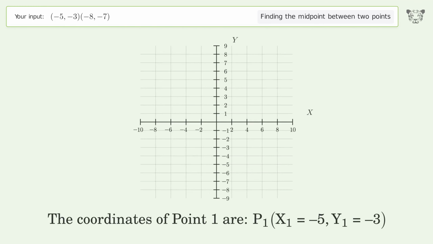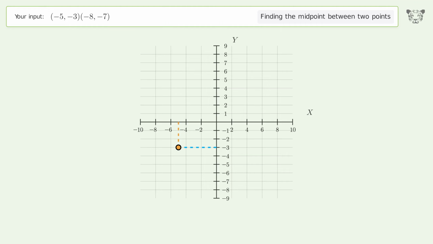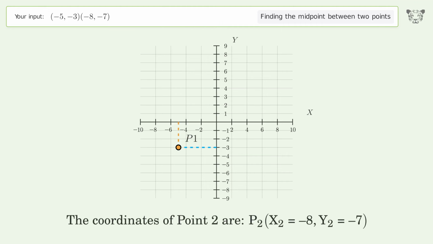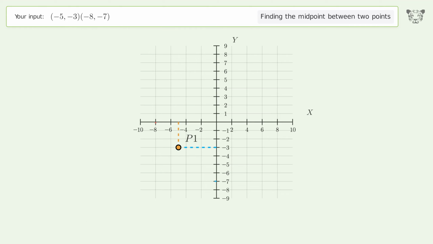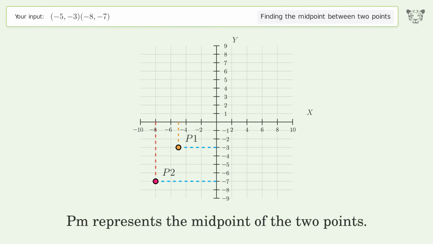The coordinates of point 1 are, x1 equals -5, y1 equals -3. The coordinates of point 2 are, x2 equals -8, y2 equals -7. PM represents the midpoint of the 2 points.